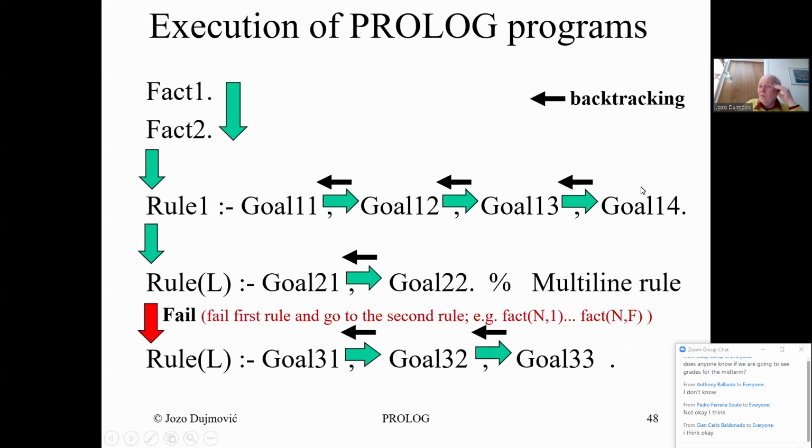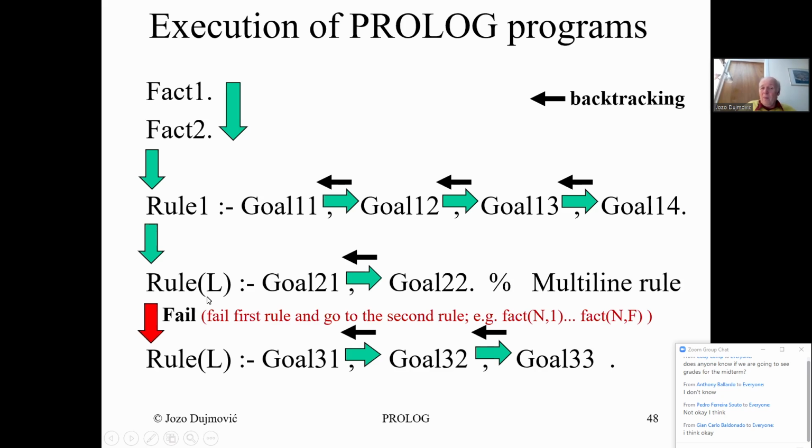So if you fail to satisfy goal 1,4, you go back and try to satisfy goal 1,3, starting from that position that was previously attained. And if goal 3 is failing, go back to goal 2, starting from the previous pointer, and so on to goal 1. And if you completely fail to satisfy rule 1, then you go to rule number 2, 3, 4. And you can have any number of rules that are the same.